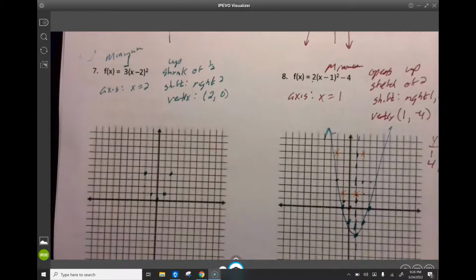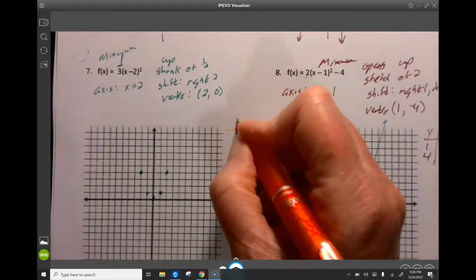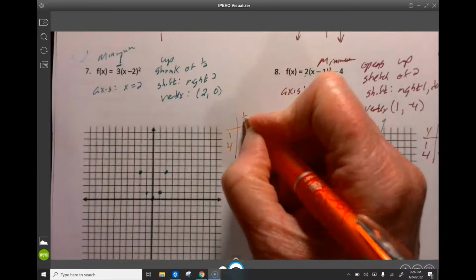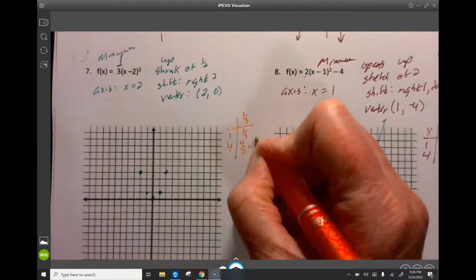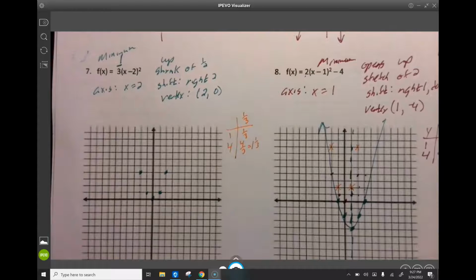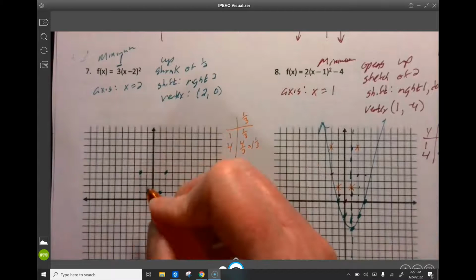Okay, now we're going to go through and do the stretch. So y values are 1 and 4, multiplying by 1/3, that's 1/3, and that's 4/3, which is 1 and 1/3. So nice numbers. Yeah, this is awesome. Okay, so we're going to go 1/3.